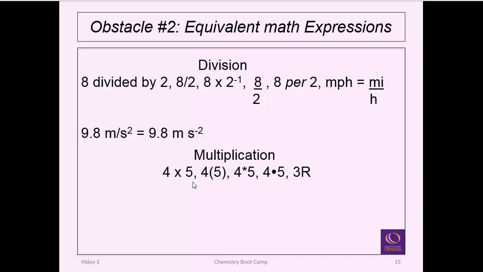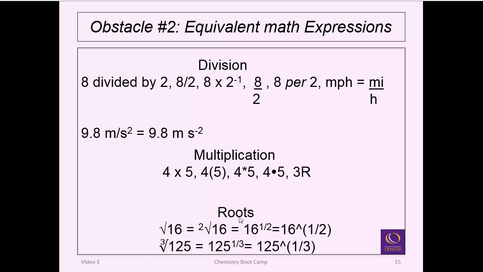Okay, what about multiplication? Well, we all remember the multiplication sign. Sometimes we put it in parentheses. That assumes multiplication. On computers, the multiplication sign looks like this little star. There's an old school dot running around sometimes. That also implies multiplication. And sometimes if nothing is in there, 3r implies 3 times r.